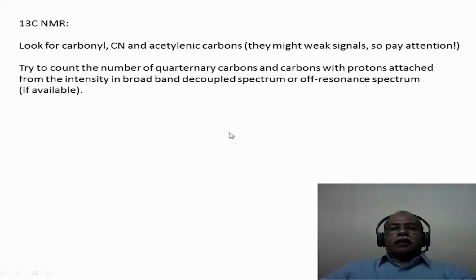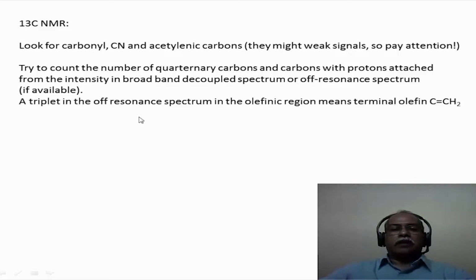Try to count the number of quaternary carbons and the number of carbons that have protons attached to them based on the intensity. Usually the quaternary carbons are low intensity in nature and the carbons attached to hydrogens are high intensity. And if an off resonance spectrum is available, make use of its information. In the off resonance spectrum, if there is a triplet in the olefinic region, you can be very sure that it is because of a terminal olefin with a C=CH2 functional group being present there.